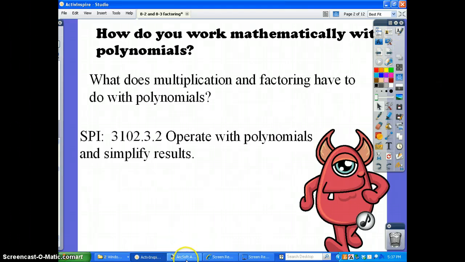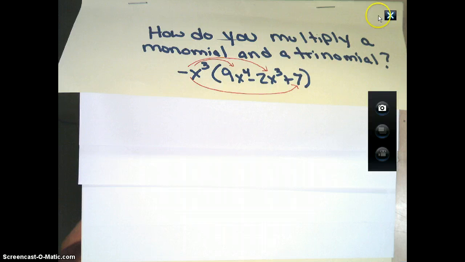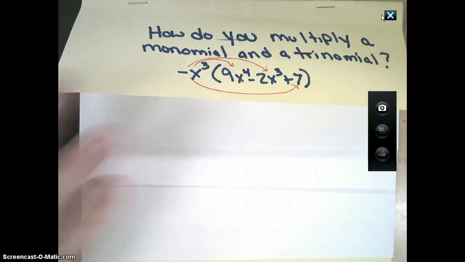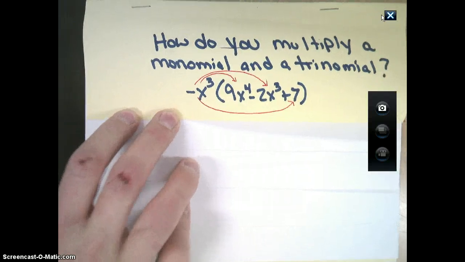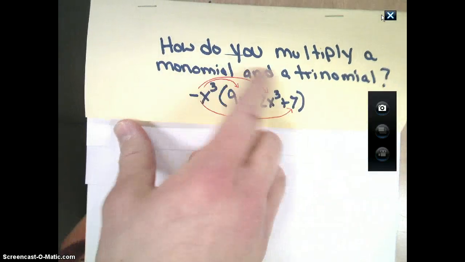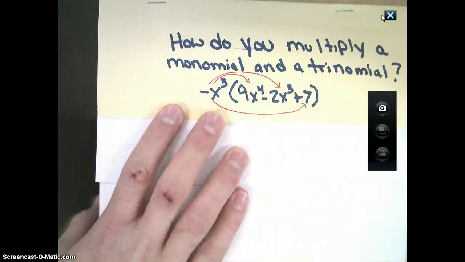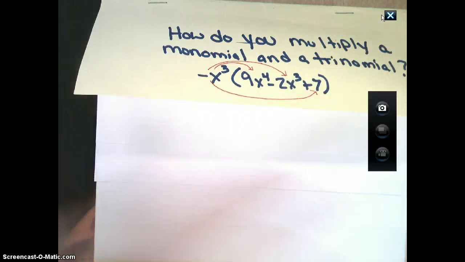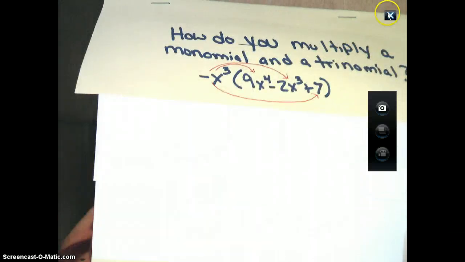First thing I want you to look at, get out your foldable, and this is what it will look like. I want you to have this view. You're going to have your top foldable, and you'll write the essential question there: How do you multiply a monomial and a trinomial? Don't worry, because it's going to be on the slides that I showed you before. I just wanted you to see how I want you to do your foldable.